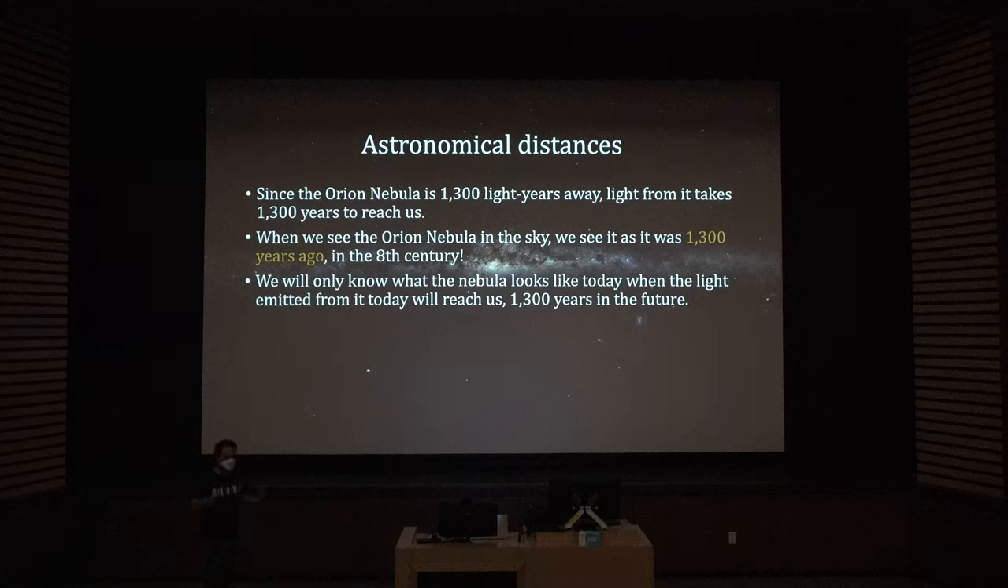And we'll only know how it looks today when the light from the nebula reaches us, which is going to be 1,300 years from today. So as far as we know, maybe the entire nebula disappeared 500 years ago, but we won't know about it until we actually get the light from it in a few hundred years.